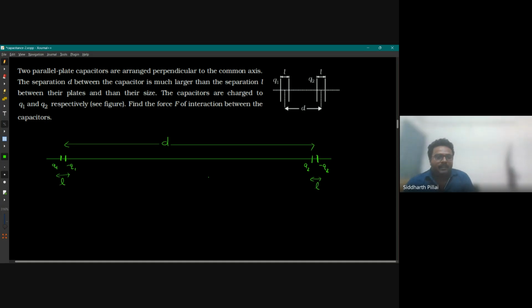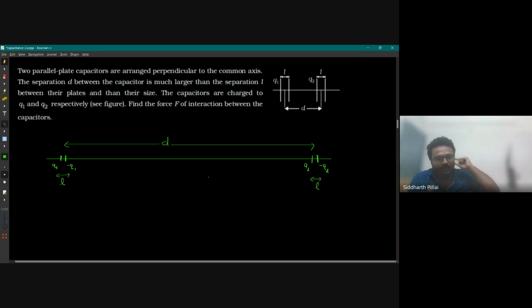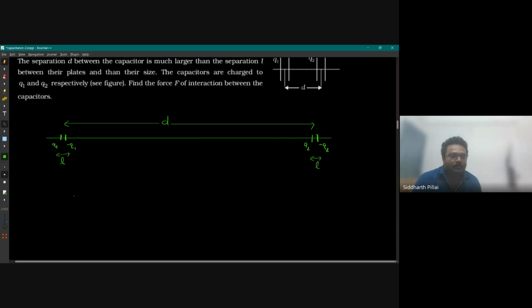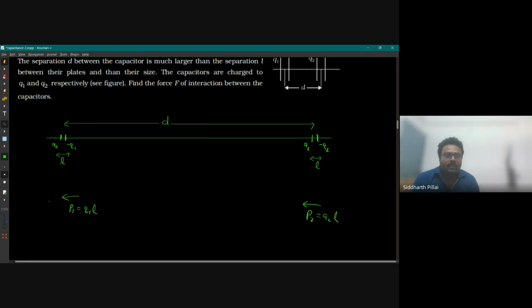What does this Q1 and Q2 separated by a distance L look like from this zoomed out view? It looks like an electric dipole, correct? So we don't need to worry about capacitors anymore. This is the dipole question in disguise. So you have two dipoles. How do you draw a dipole? From negative to positive, right? So you have two dipoles. Let's call it P1, which is nothing but Q1 into L. And the other dipole, which is P2, which is Q2 into L, along the same line, right? Separated by this distance D. Correct?